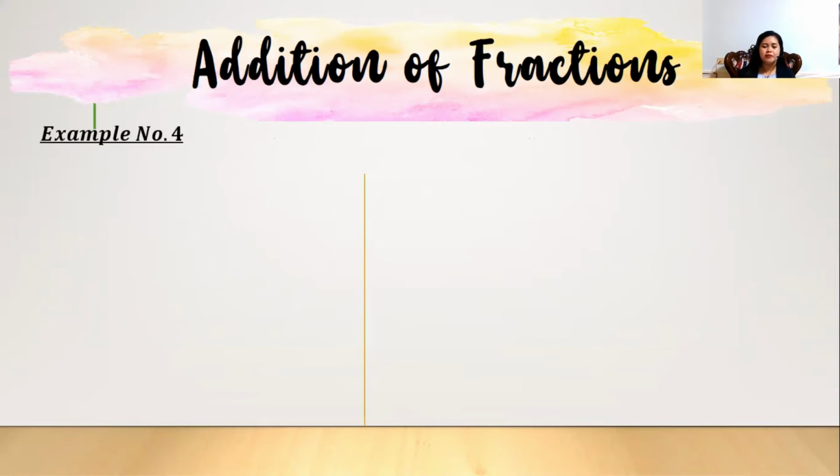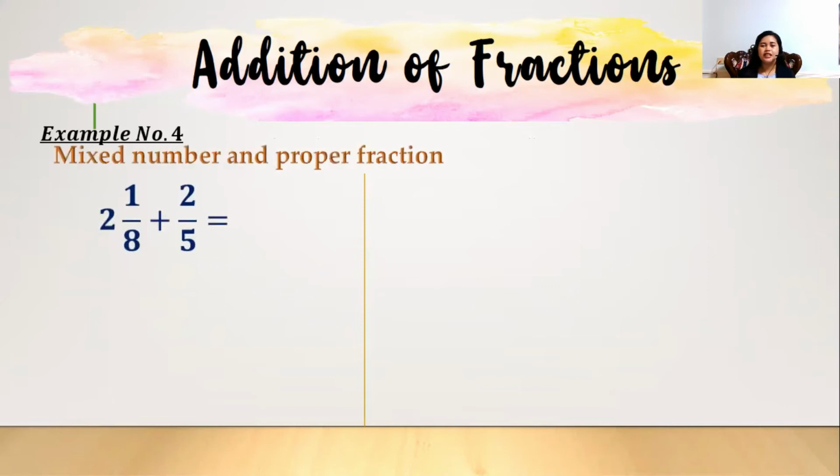So the next example is adding a mixed number and then a proper fraction. In adding a mixed number and a proper fraction, same as adding proper fractions or similar fractions, we need first to rewrite the given mixed number into its corresponding improper fraction.